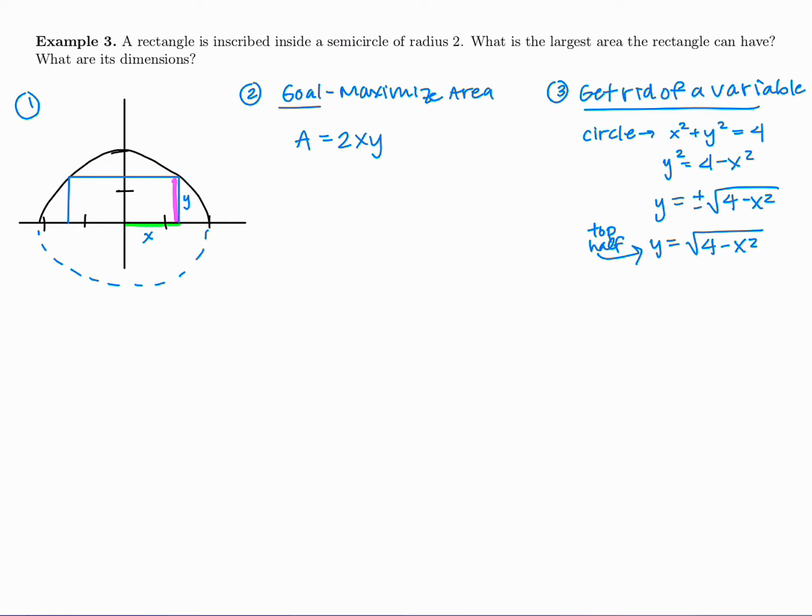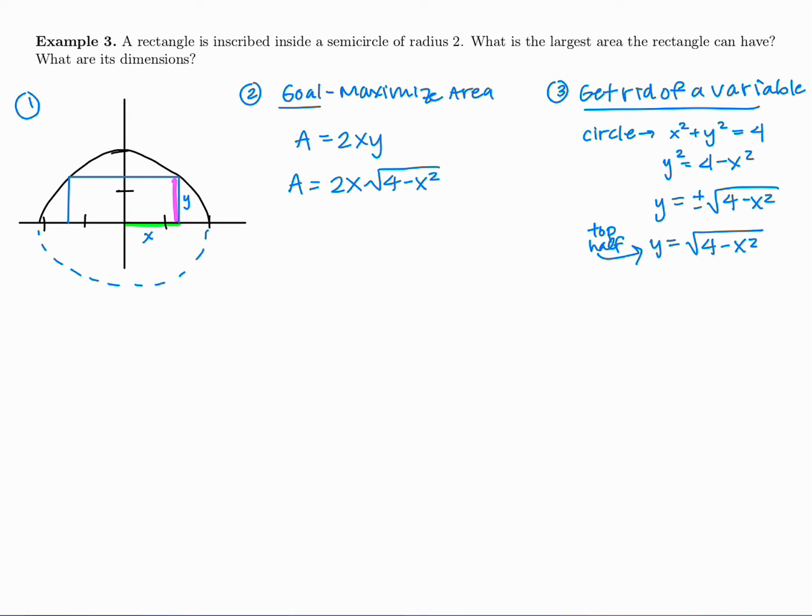So why is that helpful? I can go back over here to my area equation, and instead of saying 2xy, I can say 2x times the square root of 4 minus x squared. And now notice I am down to one variable, which is what I want it to be.